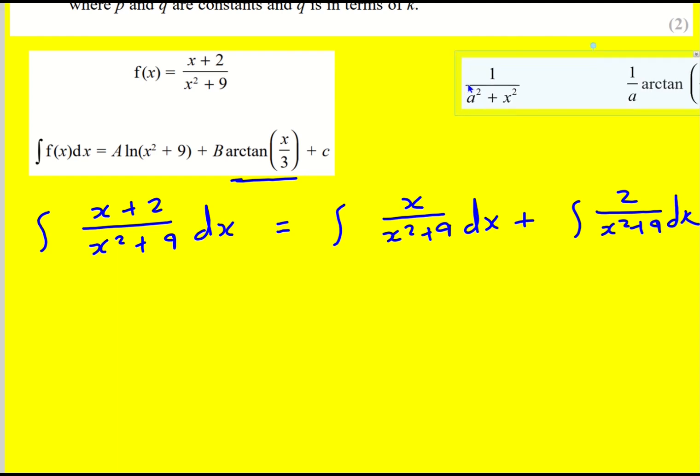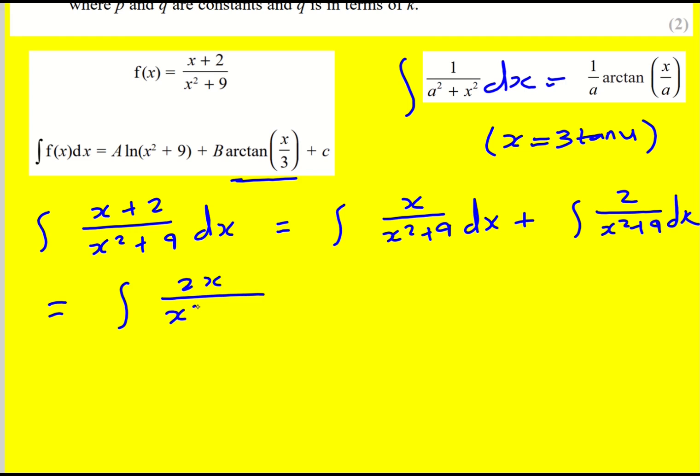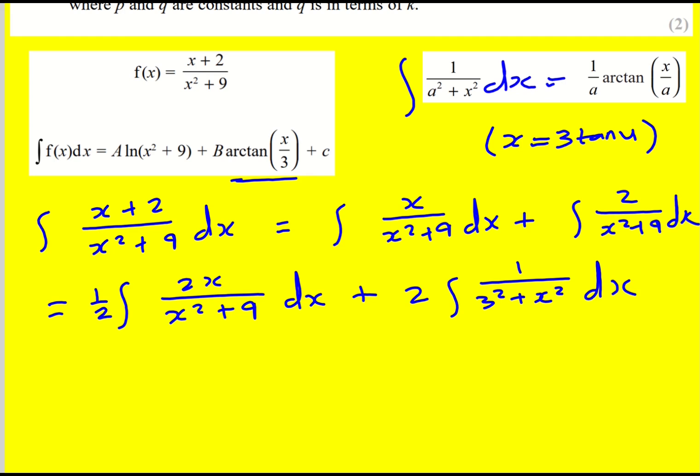This is where the formula book comes in useful in our case. If you weren't given this in the formula book, you would let x equal 3 tan u and then use the identities. But right here it's in the perfect form. Let's just rewrite it one more time, because that left-hand term's not quite in the right form yet. I want 2x here, so I need to halve my integral. Then it's still the same integral. With my other one, I'm going to bring the 2 out and then write it as 1 over 3 squared plus x squared. Okay, now it's perfect.